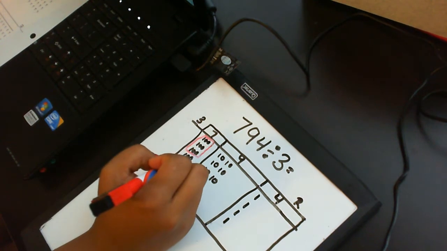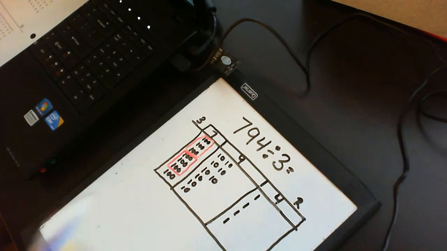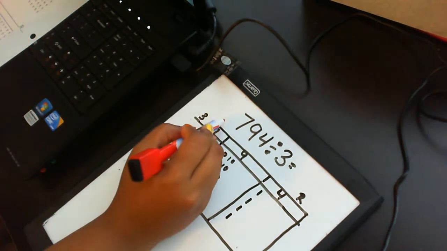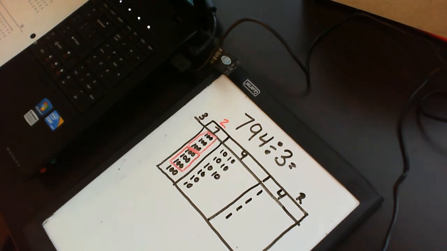There's one group. 1, 2, 3. There's 2 groups. And I don't have enough for another group. So I know I'm going to put a 2 up there. Now, remember, whatever is left has to roll over to the other side.